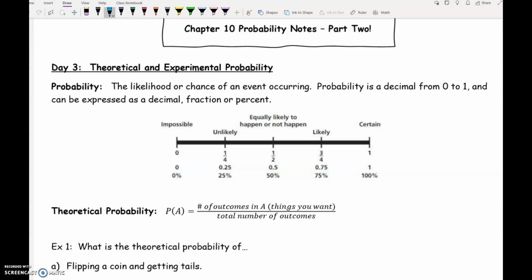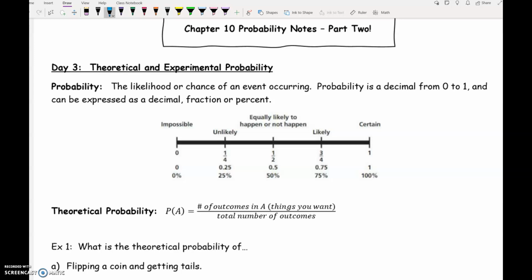Today we are finally getting into actual probability, not just counting things, but actual probability. Probability is the likelihood or the chance of an event occurring. It's a decimal from 0 to 1. We can express it as a decimal, we can express it as a fraction, or as a percent. So this little chart just shows from 0 to 1, written as fractions, decimals, and percents.